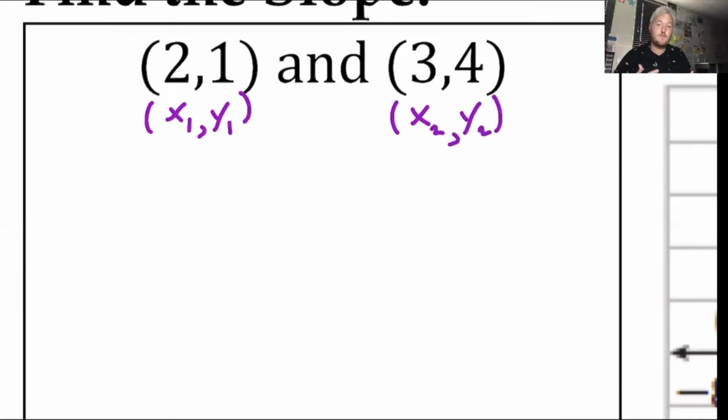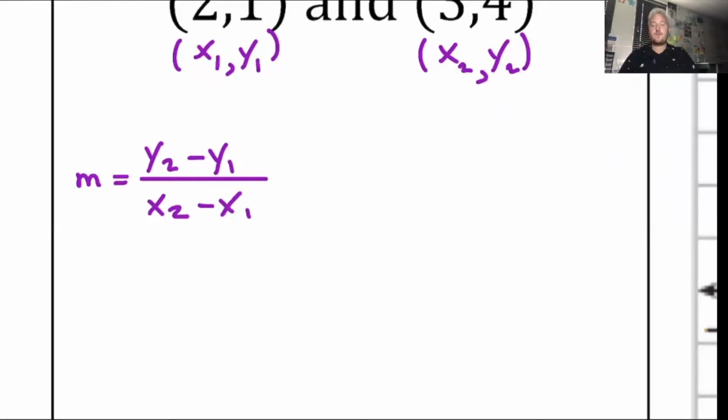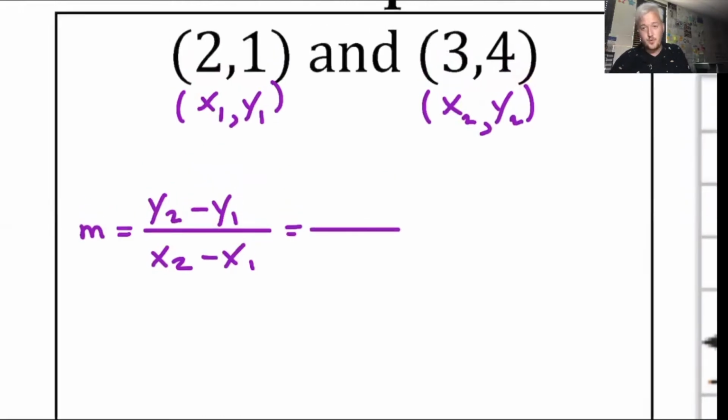I want to take each of those values and plug them in exactly how they look into my slope formula. I'm going to say slope equals, and I'm going to start with my formula: y2 minus y1 over x2 minus x1. If you ever are trying to remember which of those variables goes on top and which goes on bottom, just remember rise over run. Rise is your vertical change, which is your y value. So the y value goes on top.